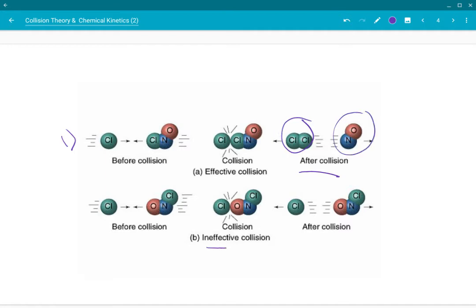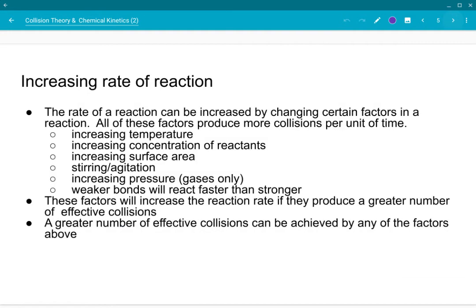If we look at this ineffective collision, you can see they're headed towards each other. They react, but it's not perfect, and they just kind of bounce off each other. Notice we don't have the two different products, but we ended up with the same two reactants. That means the collision didn't quite work. There either wasn't enough energy or the orientation wasn't quite right.